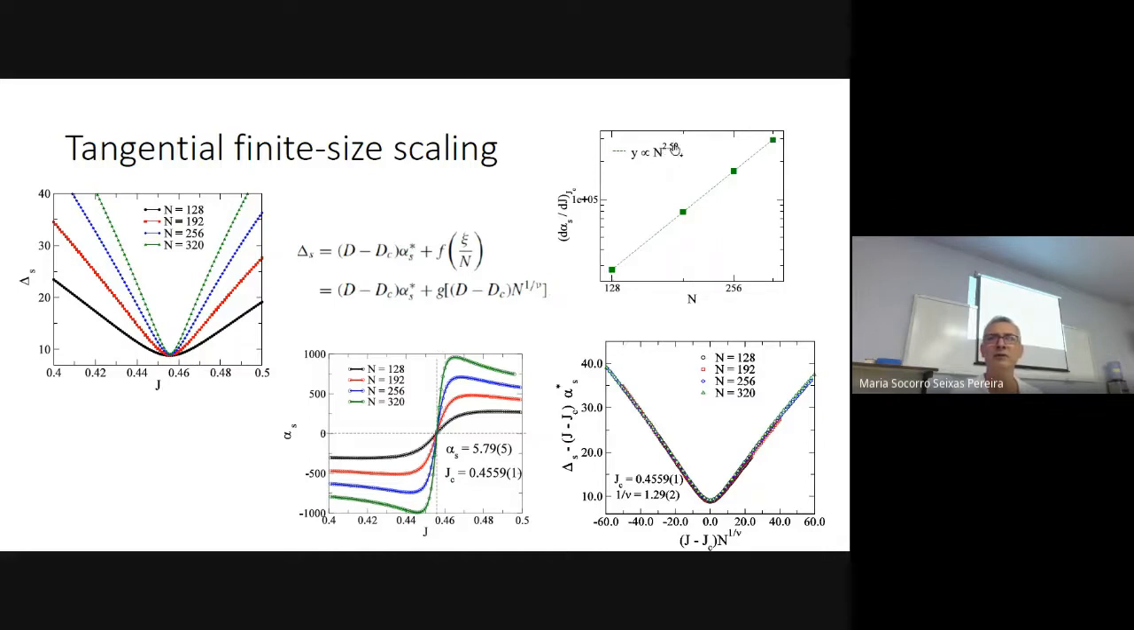And with this, we estimate the inverse of the correlation length exponent and also the critical point, and put all data in a single universal form in this last plot. So our data was consistent with the inverse of the correlation length exponent being around 1.3, which is consistent with the previous values that we could find in the literature using other kinds of scaling analysis.